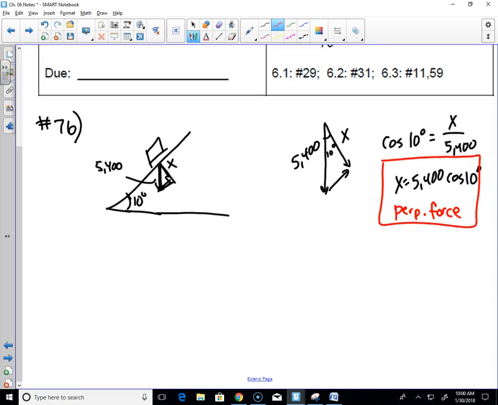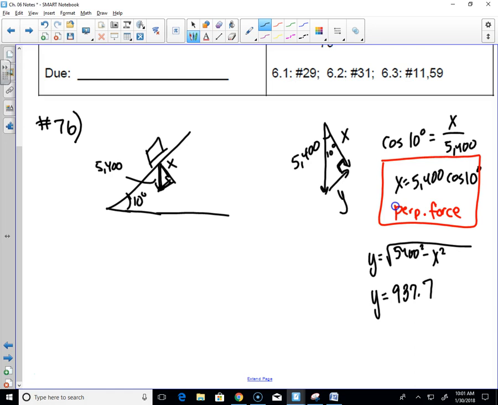But what else were they asking? The force that kept it from rolling down the hill? They want this guy. So kiddos, the cool thing is, this is a right triangle, so if we have two sides, how do we find the third? Pythagorean theorem, right? So y is equal to the square root of 5,400 squared minus x squared. Plug it all in nice and not rounded. So then the square root of 5,400 squared minus this guy squared is 937.7, but did they say round to the nearest whole?